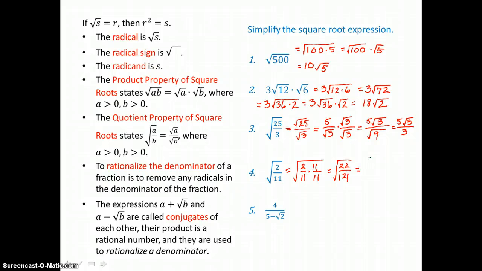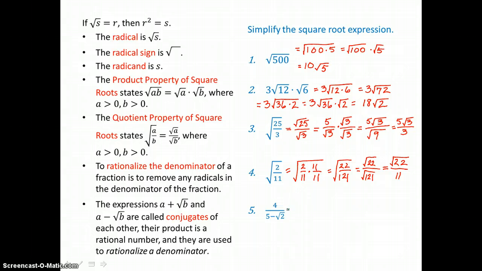And now I can use the quotient property of square roots and write separate square roots, the square root of 22 divided by the square root of 121. The square root of 22 doesn't simplify, there's no perfect square factor in 22, and the square root of 121 is 11. So we're able to simplify and rationalize the denominator.